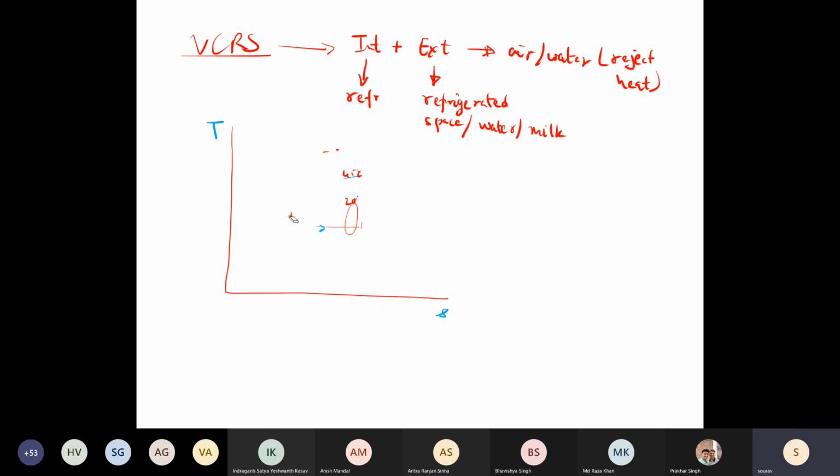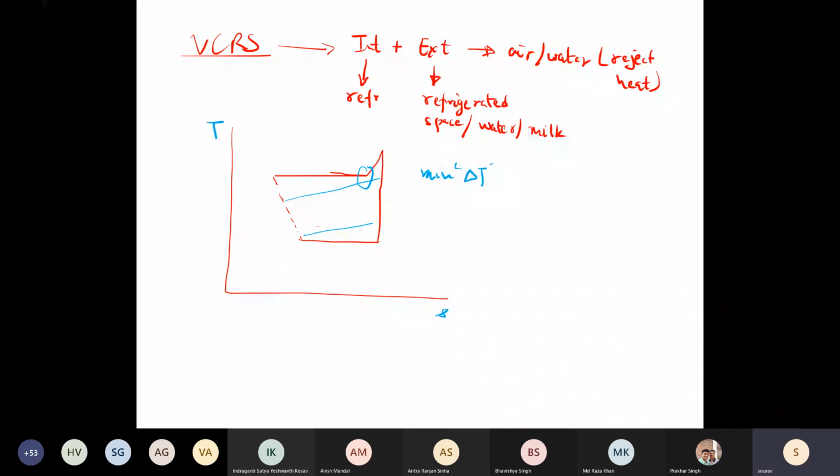Okay, then we moved on to the actual VCRS cycle. And your actual VCRS cycle without the dome I am drawing, it will look like this. Okay, and now the process lines on the external regime side will look like this. And we discussed something called a pinch point. Pinch point is that point or that location in your heat exchanger where you have the least or minimum delta T across the two fluids, okay?